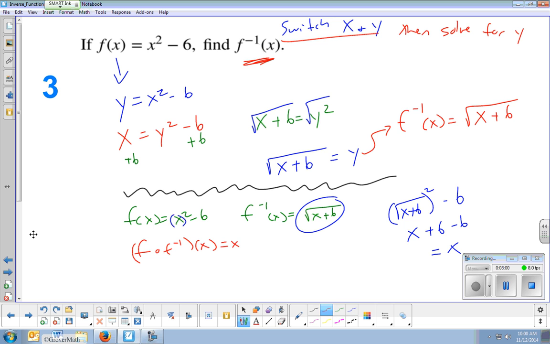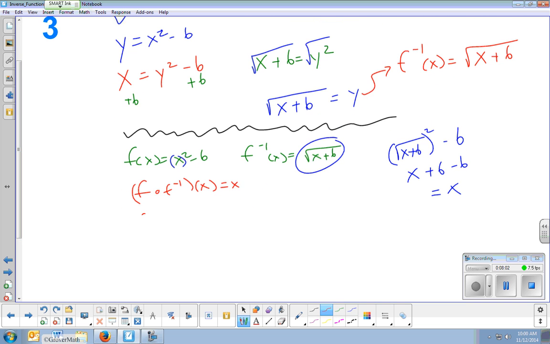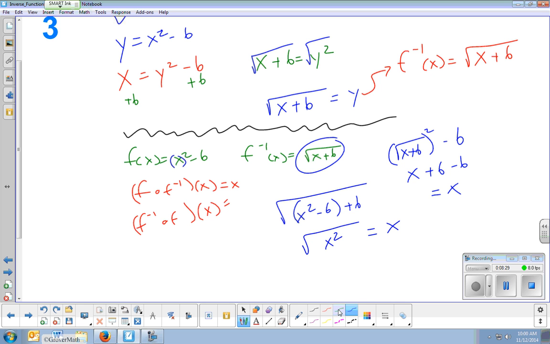And if I were to do it the other way, and really you should do it both ways, f inverse of f of x, that would be plugging this whole expression, x squared minus 6, into the input here. So it's that plus 6 in the square root. Well, I can simplify in here. The plus 6 minus 6 cancels out to just be x squared, and the square root of x squared is x. And so this does confirm that they are indeed inverses of each other.